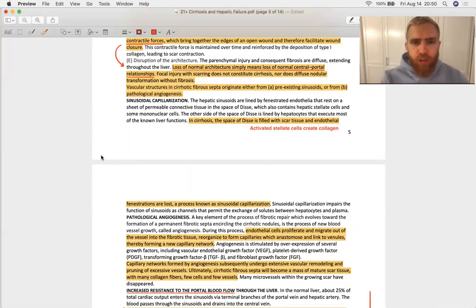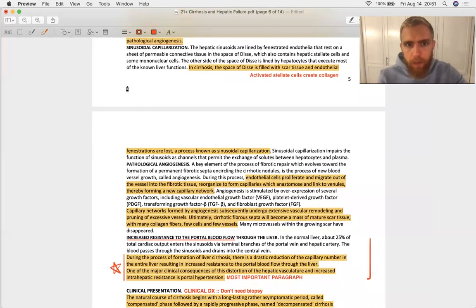Vascular structures in cirrhotic fibrous septa originate either from pre-existing sinusoids or from pathological angiogenesis. So what does that mean? Well, it means that if you've got this damage to the liver and it caps some of your arterioles and venules, you can grow them back. But again, you don't know where they're going to grow back. And they're certainly not going to grow back exactly how they were before you ripped them out. So that pathological angiogenesis plus the scarring means it's harder to push blood through that injured liver. Keep that in mind, because that's where we're going.